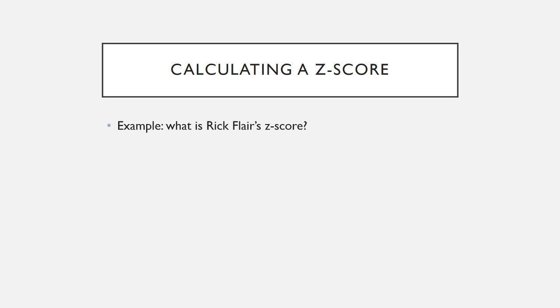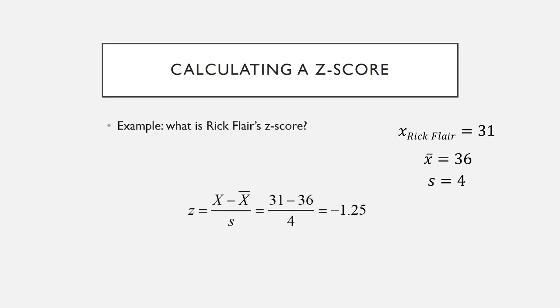So now let's try doing some transformations to Ric Flair's score. Ric Flair had an X value, his outcome was 31. We're going to use the same descriptives for this variable, so a mean of 36 and a standard deviation of 4. And he has a z-score of -1.25.